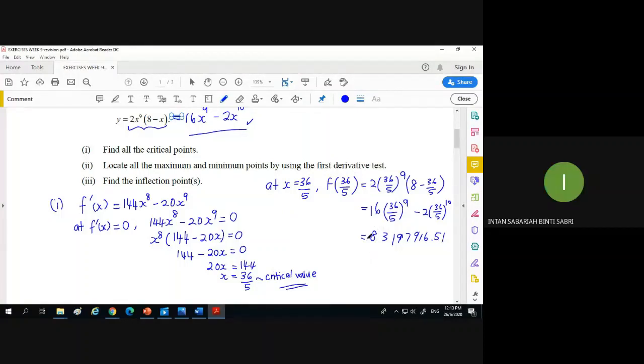Okay, so find all the critical points. Therefore, what is the critical point? The critical point is 36/5, 831979161. Okay, that is the answer for number 1. Any questions?